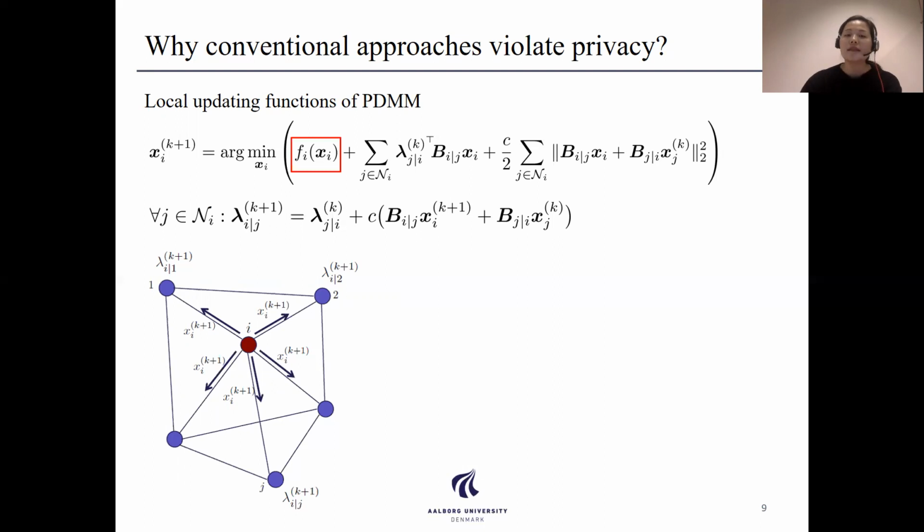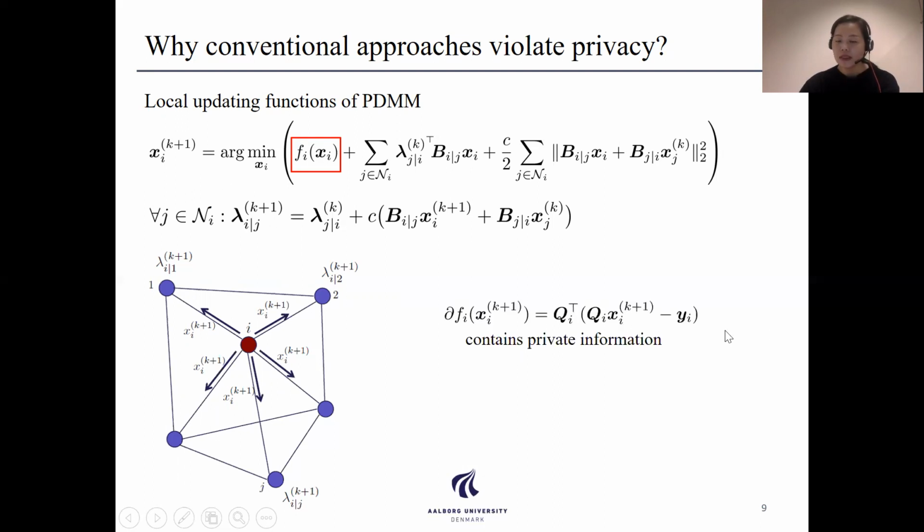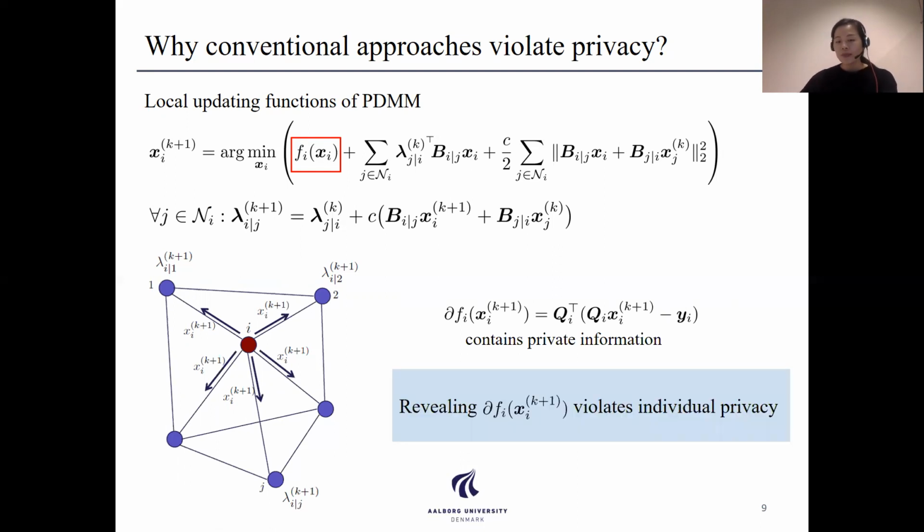And from here, we can see the local objective function. When we want to update this xi, we need to find its gradient, right? And this gradient contains information regarding your private data, qi and yi. So this is why when we share this xi, there's a potential that we reveal information regarding the local objective function of node i. This is why the privacy is violated.